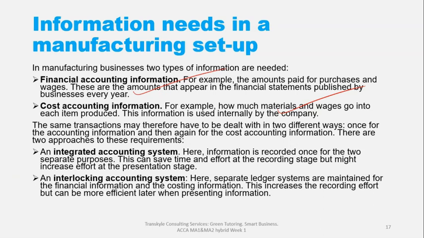There are two approaches to these requirements. Either we use an integrated accounting system where information is recorded once for the two separate purposes. This can save time and effort at the recording stage but might increase effort at the presentation stage. Then comes an interlocking accounting system. Here, separate ledger systems are maintained for the financial information and the cost information. This increases the recording effort but can be more efficient later when presenting information. So it's about the choice by businesses. Sometimes you just have to integrate everything so that you do everything once and for all. But this has some repercussions at the presentation stage, where you need to make a lot of adjustments.